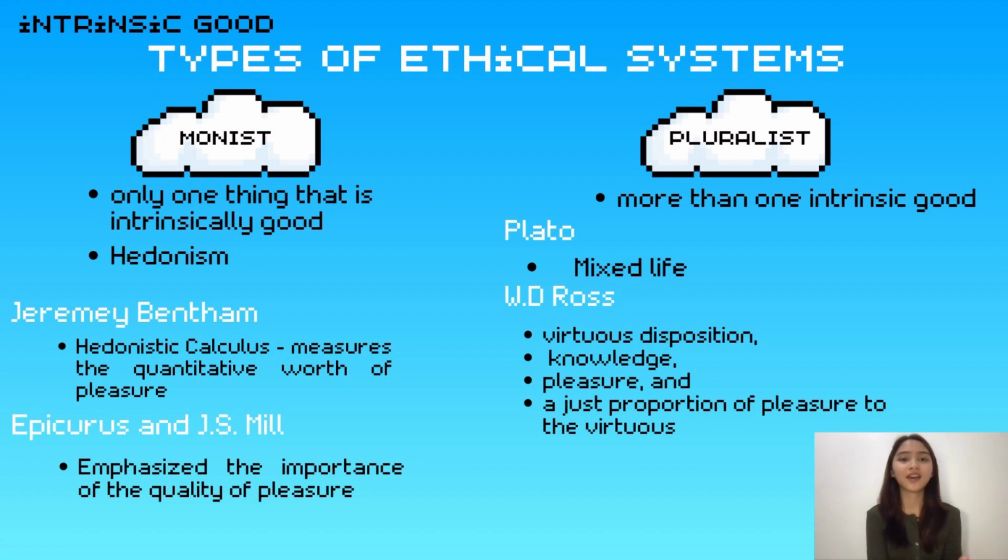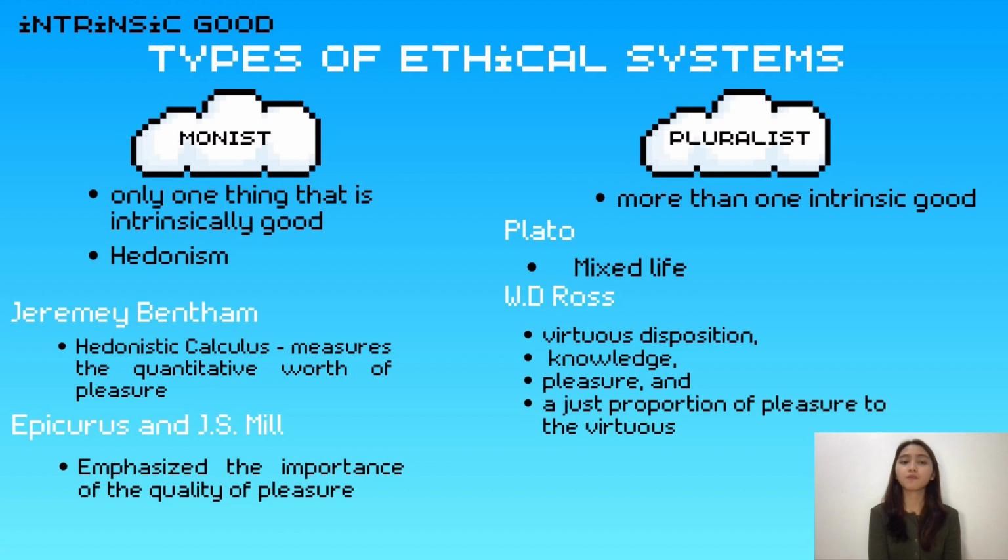Proceeding to the second ethical system from intrinsic good, pluralist. If the monist would argue that there is only one intrinsic good, a pluralist, on the other hand, from the word plural, believes that there is more than one intrinsic good. This contradicts hedonistic positions. Thus, pluralists are non-hedonists because they believe that pleasure is not the only intrinsic good.